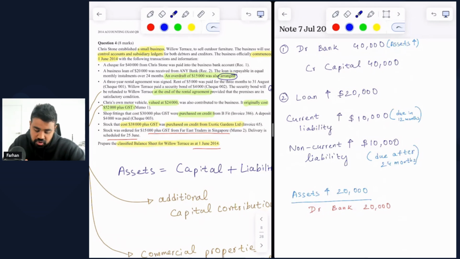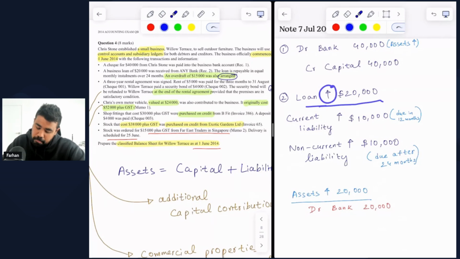Let's look into the second transaction. A business loan of $20,000 was received from a bank. The loan is repayable in equal monthly installments over 24 months. An overdraft of $15,000 was also arranged. All right. So let's look into the first sentence of the second transaction. So the business has taken a bank loan, which is $20,000. So we understand that loans are increasing by $20,000.